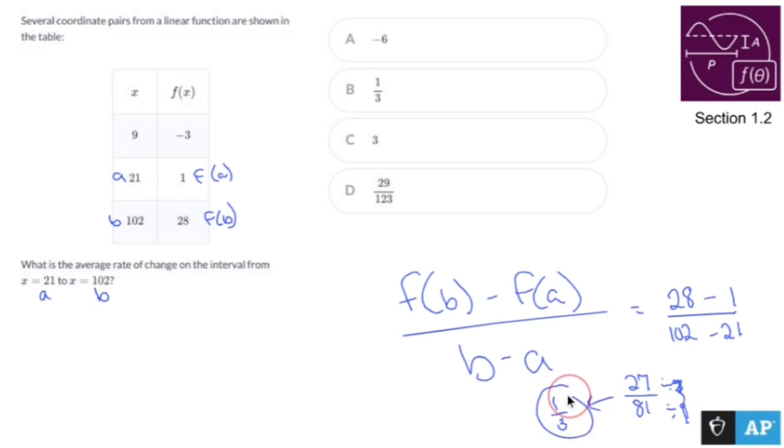Oh, look at that. Look at that. Oh, wasn't that fun? That was a lot of fun. Random math problem for 1.2.